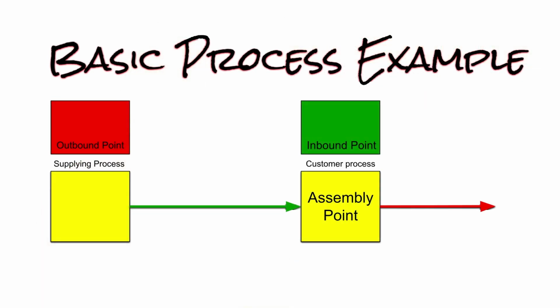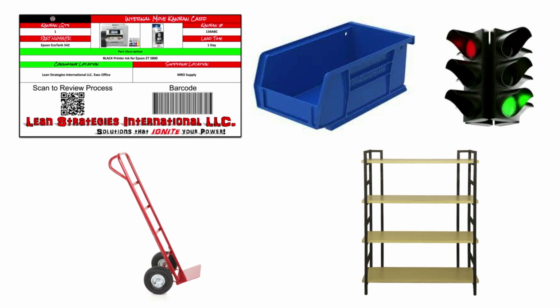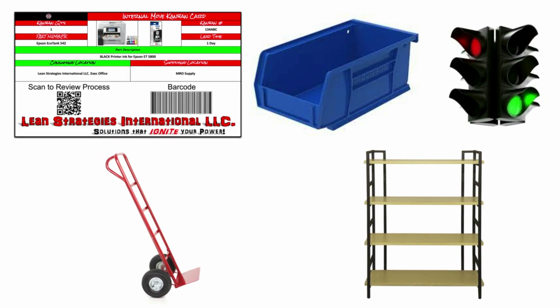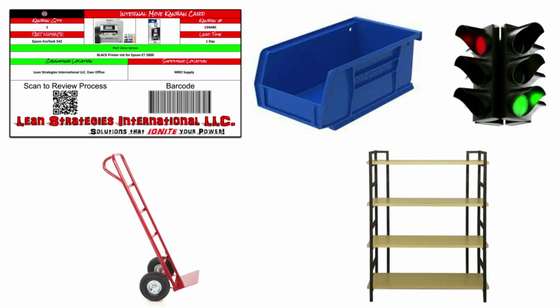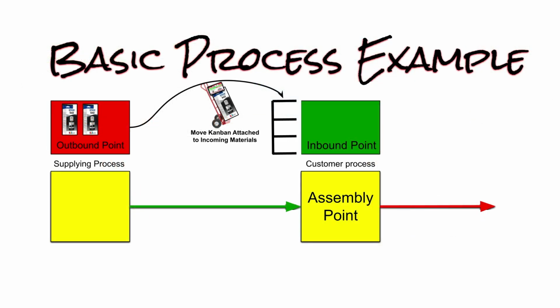Every step in a process has an inbound, working, and outbound point. The move Kanban works with inbound and outbound points in a process. Inbound areas typically hold a fixed amount of materials, sub-assemblies, supplies, parts, information, or data that is needed during the process. The outbound point holds the completed part from the process. Keep in mind that a Kanban could be a card, container, light, dolly, empty space, or a variety of other things. In this example, the inbound materials contain a move Kanban.